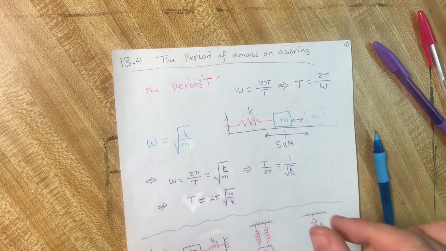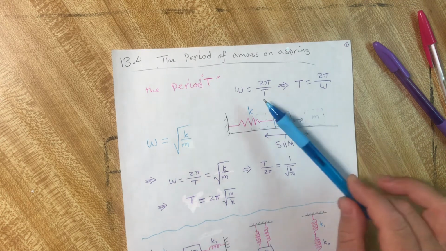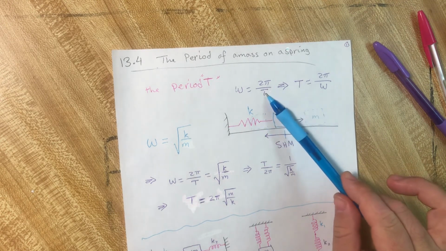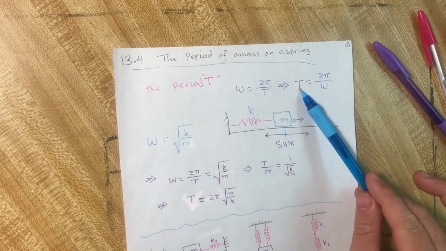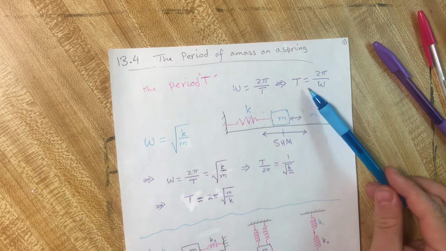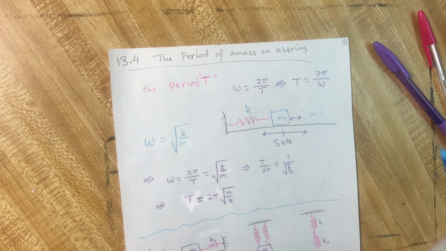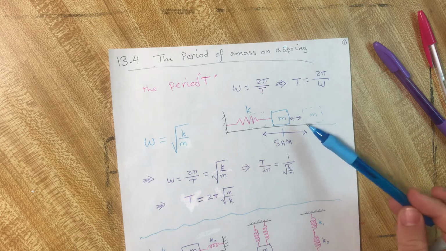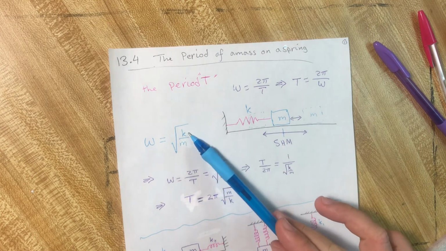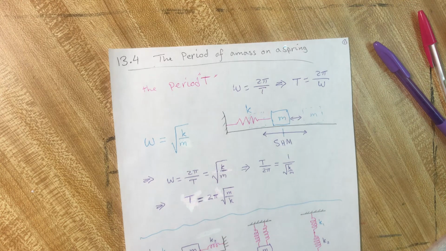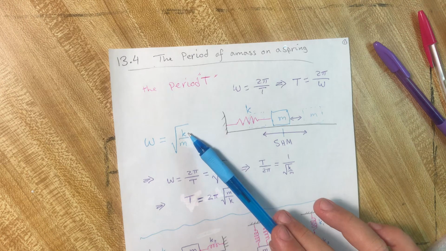Okay, now we know from before that omega is equal to 2 pi over the period. In this section, to compute the period we can reorder it. Period is equal to 2 pi over omega. For this system, we will not derive this relation. Omega is equal to the root of K over M.